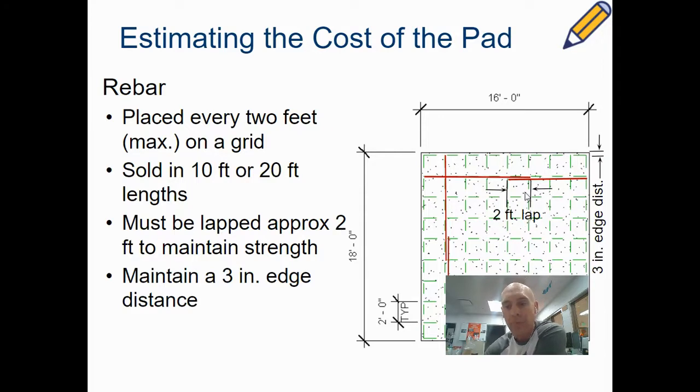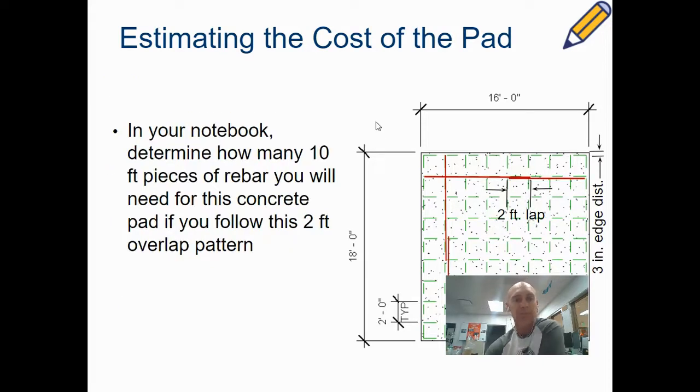So this 2-foot lap right here, if we're going to calculate this, we need to figure out how many 10-foot pieces will be in this concrete pad if you overlap a 2-foot pattern.